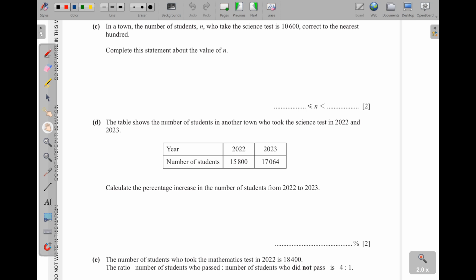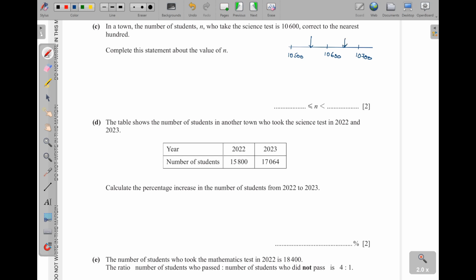Correct to the nearest 100. Error bounds, here is what we are supposed to do. Complete the statement. Now, if it is correct to the nearest 100, you have this 10,600. Then the next one is 10,700. The one before is 10,500. Then we look at the middle here.